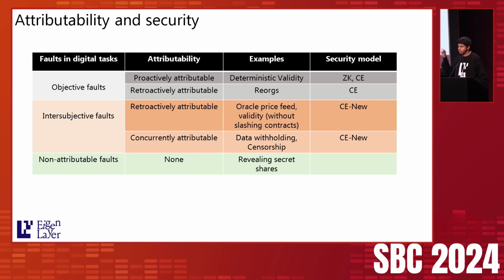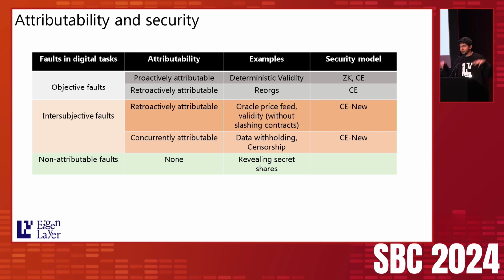So intersubjective, retroactive. Okay, so the next category of fault we call intersubjective concurrent. Concurrently attributable. Concurrent basically means you had to be there at that time to know that it was a fault. One fault that we think about a lot is data publishing or data availability. I have a network of nodes which are storing the data, and they're promising that they will allow anybody to download the data if they ask for it. It's called data availability. It's the AVS that we are building called EigenDA.